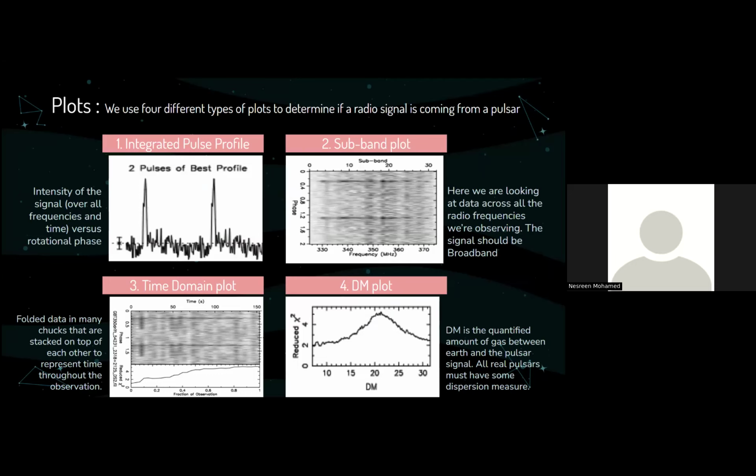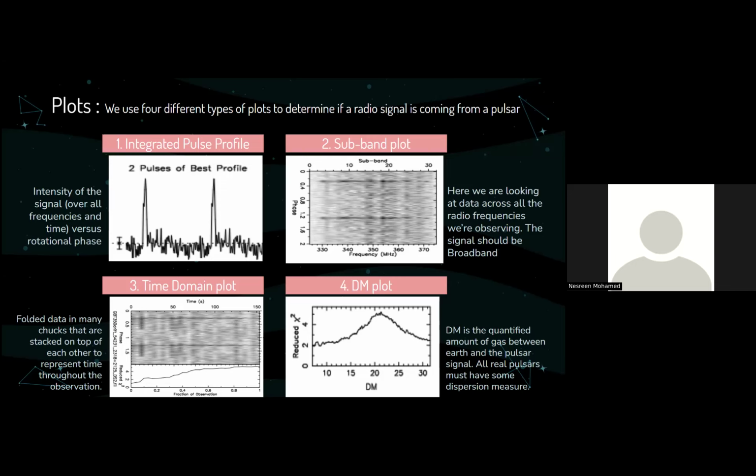Number 1, integrated pulse profile. This plot shows the signal intensity over time and frequency, helping identify the characteristic pulses of a pulsar. Number 2, sub-band plot. This plot displays the signal across various radio frequencies. A true pulsar signal should be detectable over a broad range of frequencies.